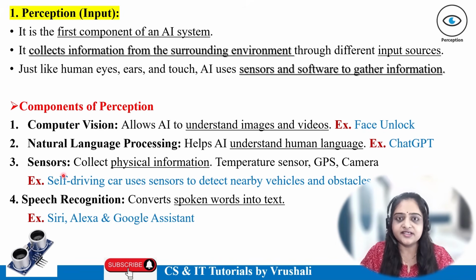Next one is sensors. Sensors collect the physical information. For example, a self-driving car uses multiple sensors to detect nearby vehicles and obstacles. And the last one is speech recognition. Speech recognition converts human language, human words, into text. For example, Siri, Alexa, Google Assistant. These are all called voice assistants. So this is called perception. It catches, understands and senses all the surrounding information in the environment.